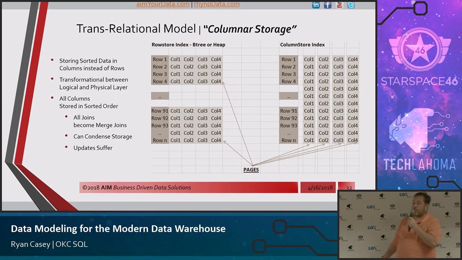And finally, the last modeling technique I'm going to talk to you about, this is something that people don't think about, but when you're dealing with column store indexes for analytic systems, that's actually a modeling technique.